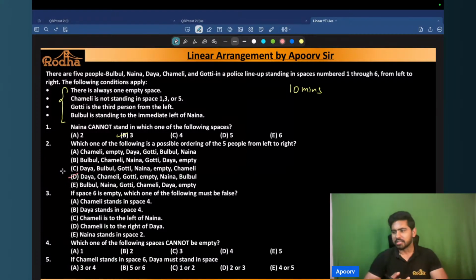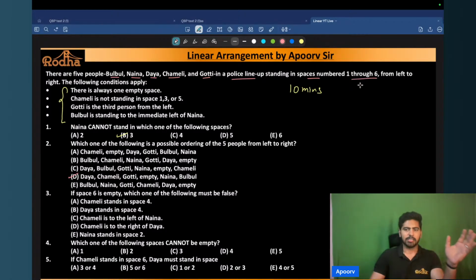Okay, chalo. We'll discuss this set now. I think everybody's done solving, so let's try discussing this set here. I'll start with the set now. This set talks about 5 people: Bulbul, Nana, Daya, Chameli, and Gauti. And a police lineup is standing in spaces numbered 1 through 6.